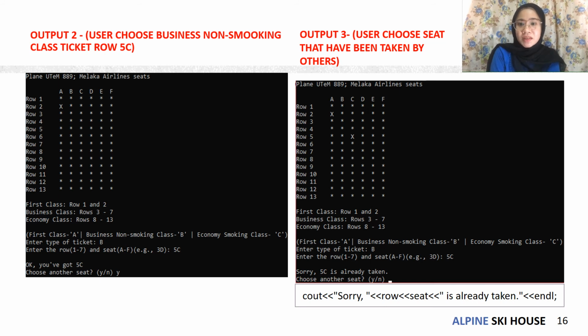For output 3, the user chooses a seat that has been taken by others. Because in output 2, the user already chose class B and row 5C. So this seat is already taken and it will display, sorry, 5C is already taken. So cout sorry, 5C is already taken and endl.